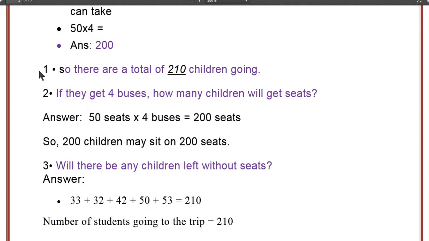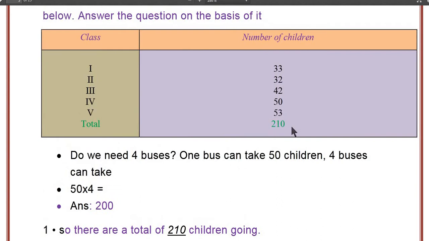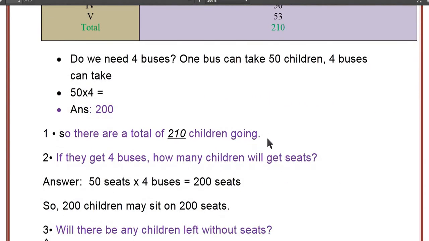Now one question. There are total 210 children going. Here standard wise students are given, and total 210 children are going. If they get 4 buses, how many children will get seats? We know that there are 50 seats and 4 buses, so 200 seats are there. But children are 210. So 200 children may sit on 200 seats. 10 children could not get the seats.